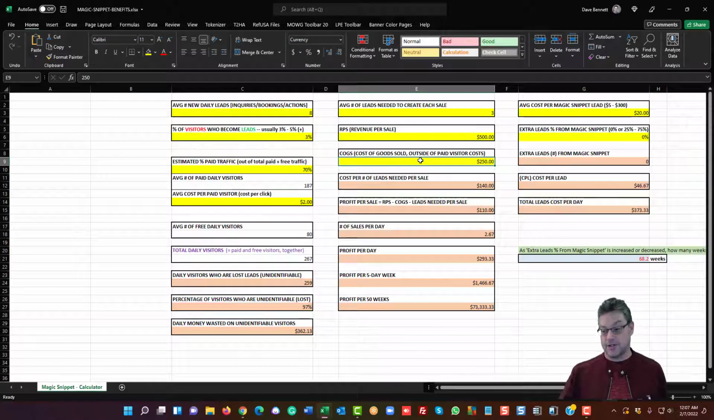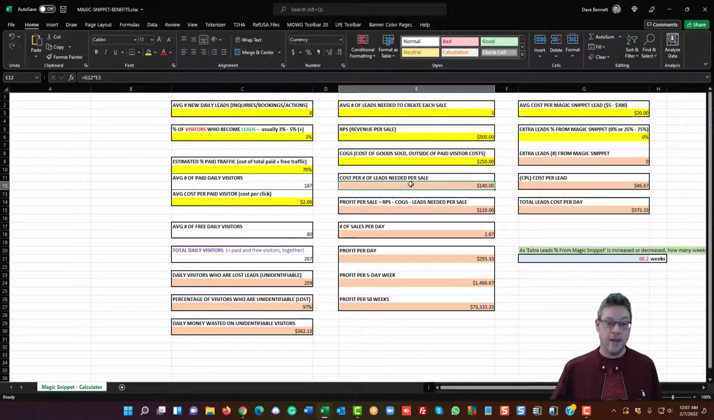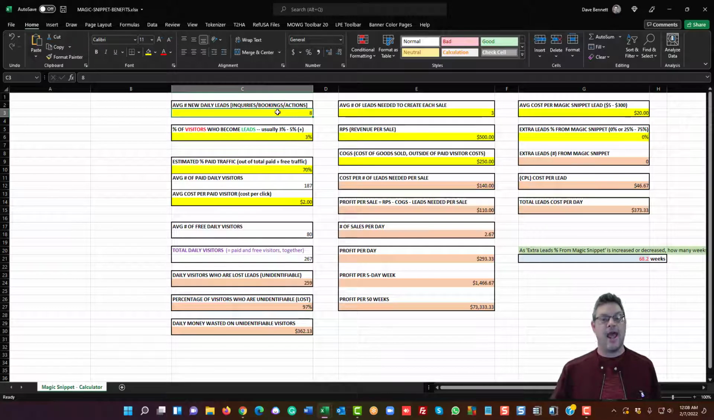That's the cost of goods sold. Now, the cost per number of leads that you needed to make a sale is about 140 bucks. Why? Because 3 is just a little less than half of 8. And in order to get 8 leads, you had to pay for all those guys coming through. You had to pay for the unidentifiable visitors plus the 3% of identifiable visitors.